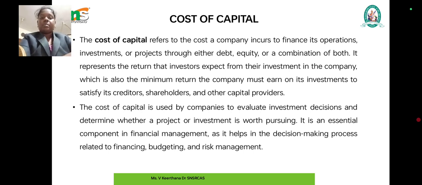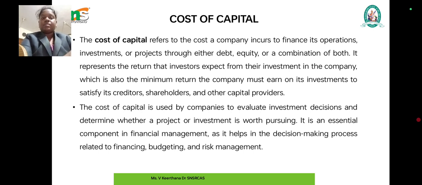providers. So the cost of capital is used by companies to evaluate investment decisions and determine whether a project or investment is worth pursuing. It is an essential component in financial management as it helps in the decision making process related to financing, budgeting and risk management.